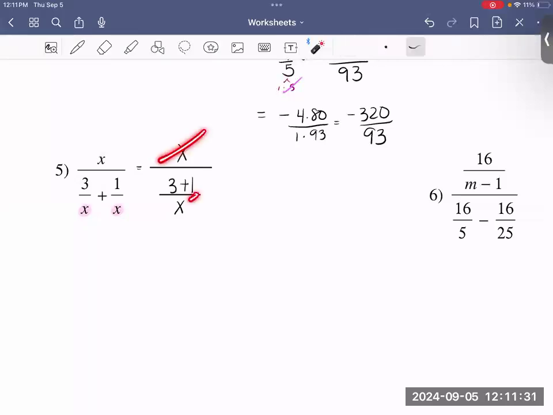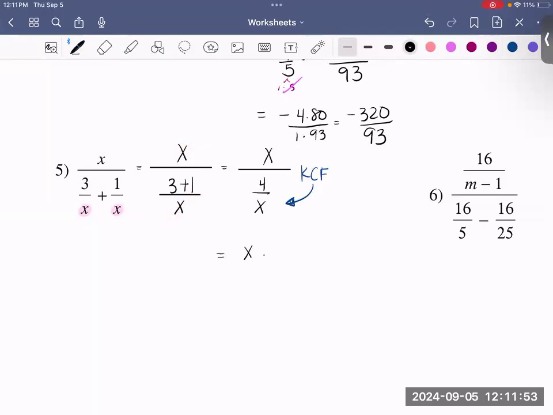And unfortunately, at this time, you can't just cancel out your x's because you have one on top as you do below. Instead, this is the point where you get to simplify just ever so slightly, 4 over x. And then you get to keep, change, flip the bottom. X times x over 4. Or if you wanted to put this x over the 1, then we get x squared over 4. And that's it.